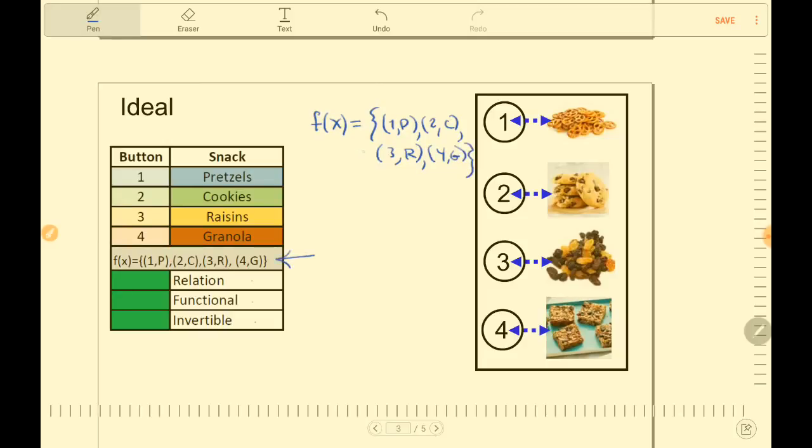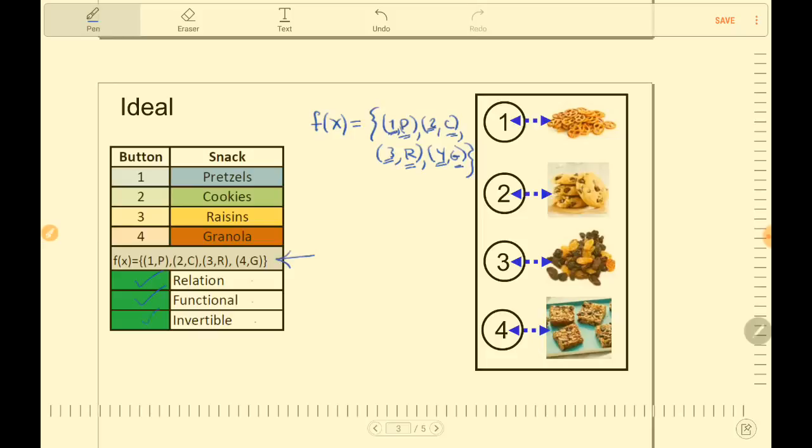So that's a relation, and it's a function because there are no repeated x values, or in other words, there are no input values or no buttons that are assigned to more than one snack. So that's what makes it a function. Okay, so we have a relation, it's a function, and it's invertible because it is also monogamous the other direction. So notice that there are no repeats of any of the second coordinates. So each snack is coordinated to one and only one input, or one button that you would push to get a snack.